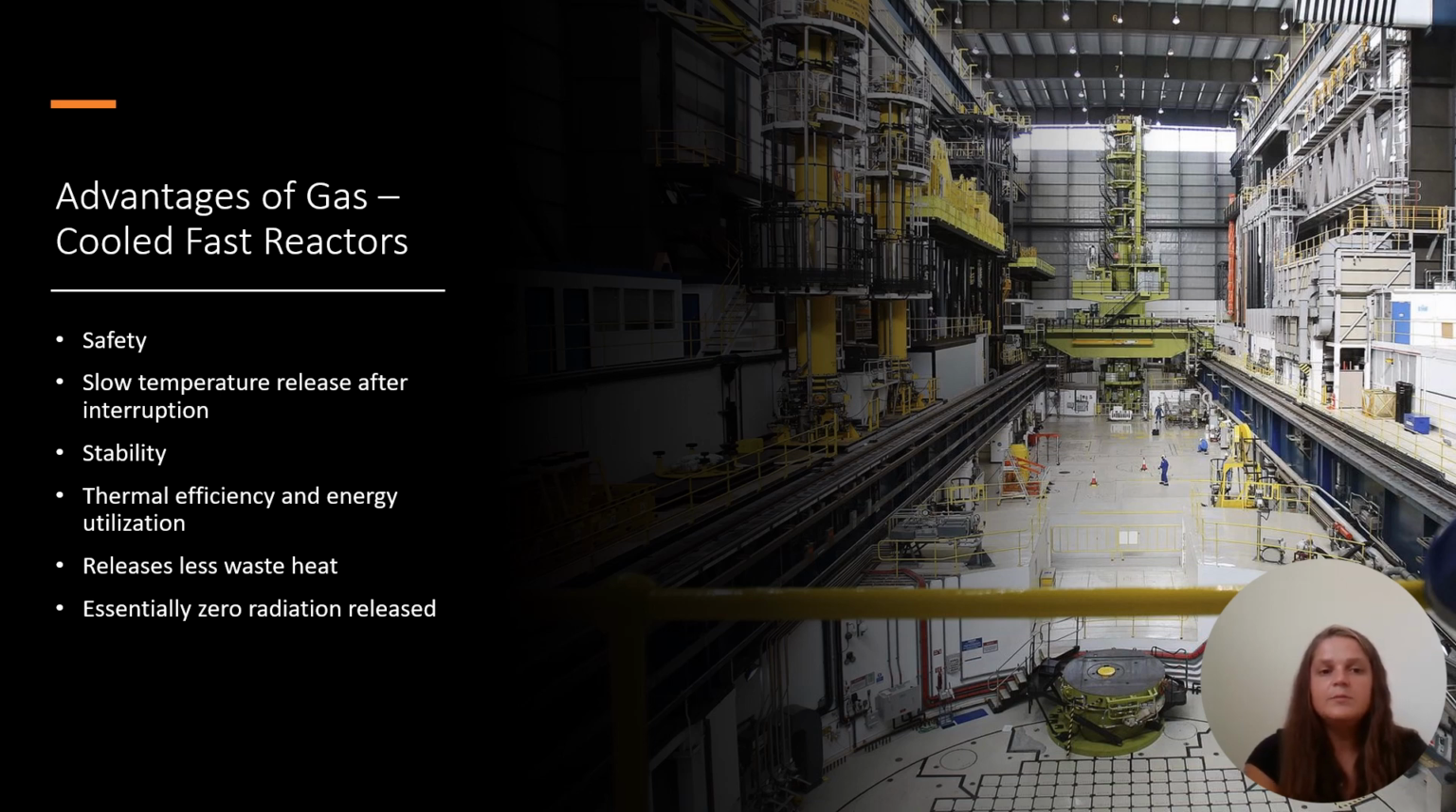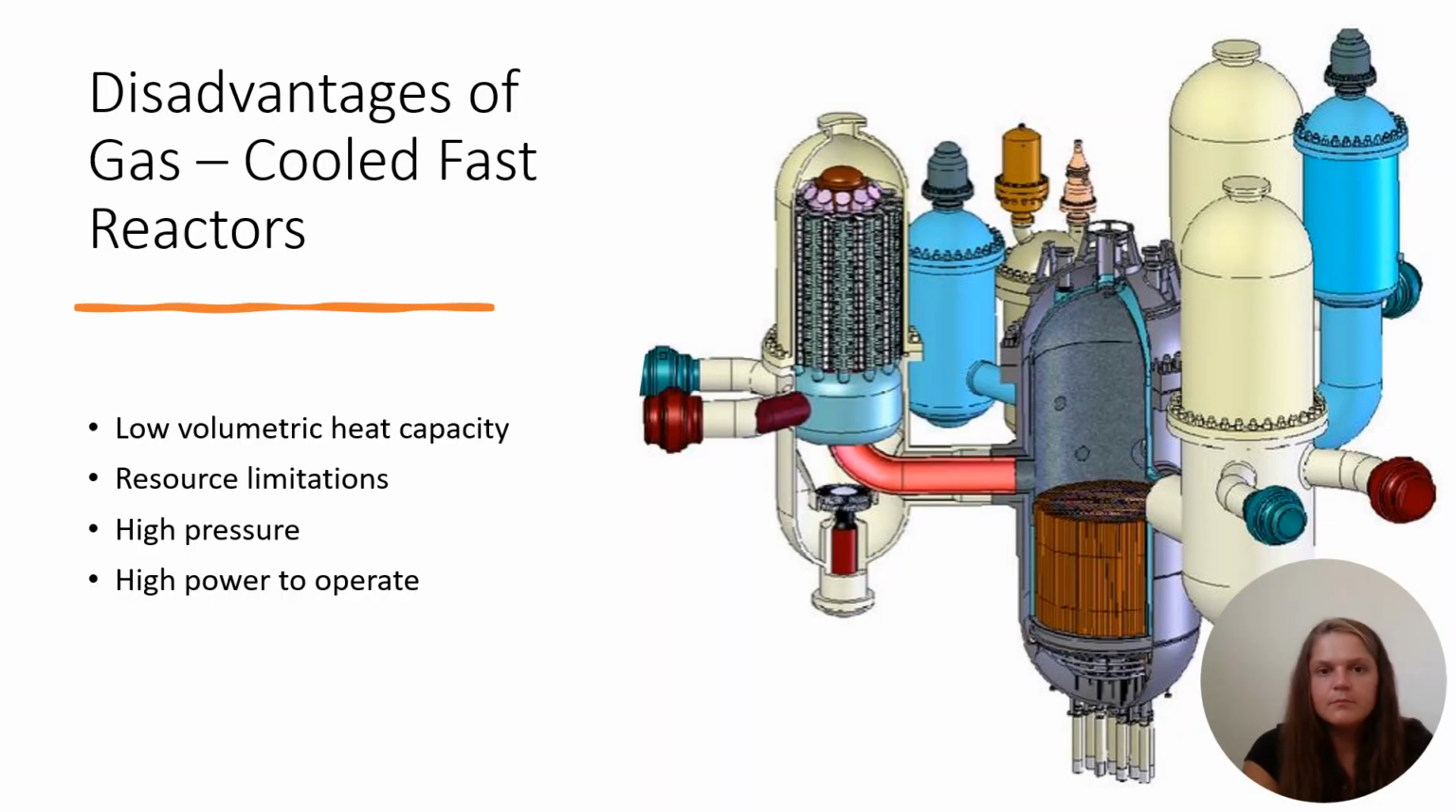In addition, when being compared to light water reactors that we've talked about in class, gas-cooled fast reactors have better thermal efficiency, better energy utilization out of each pound of uranium. Compared to light water reactors, it releases 25% less waste heat that is dissipated into the surrounding environment. It also releases less radioactivity and at lower concentrations than a light water reactor does. And it incorporates features that ensure that the release of radioactivity into the environment is essentially zero.